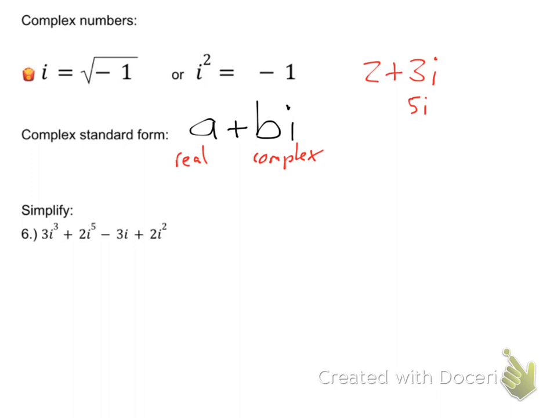What's the a value? What's the real part of this problem? Is there anything there? If it's not there, it's 0. So it would be 0 plus 5i. Guess what? 7 can be written in complex standard form. 7 is a real number. What's missing? The i's are missing, right? So therefore, it would be 0 i's. So 7 plus 0i. All numbers, real or imaginary, can be written in complex standard form.